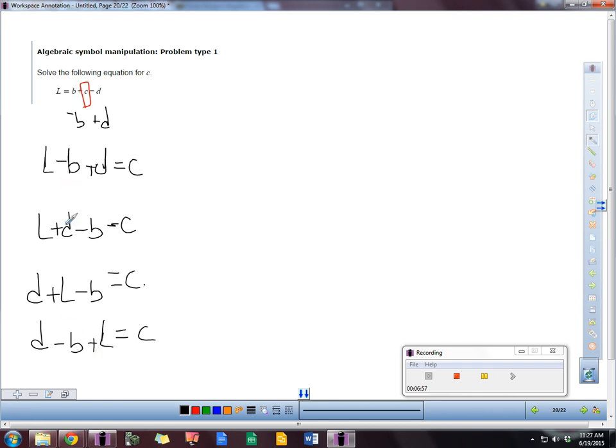The important thing to note is, and there's even more possibilities than I'm showing you here, that the d has to be positive, the l also has to be positive, and the b has to be negative. All right, so that's the key part of that right there.